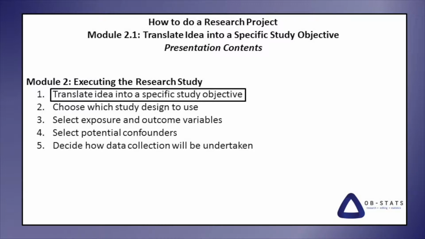1. Translate idea into a specific study objective. 2. Choose which study design to use. 3. Select exposure and outcome variables. 4. Select potential confounders. And 5. Decide how data collection will be undertaken. We are currently on submodule 2.1, Translate idea into a specific study objective.